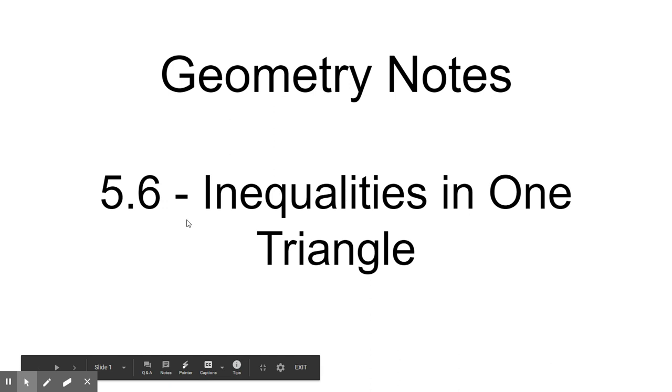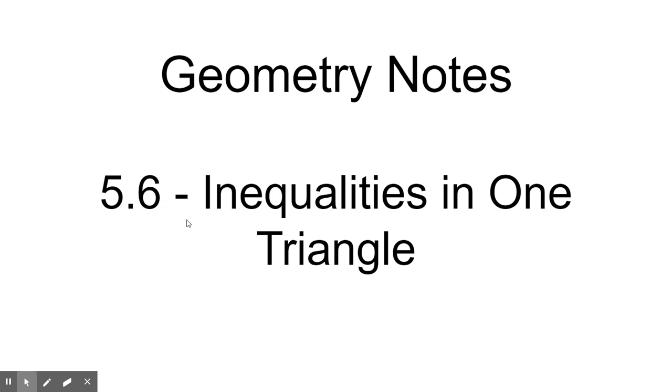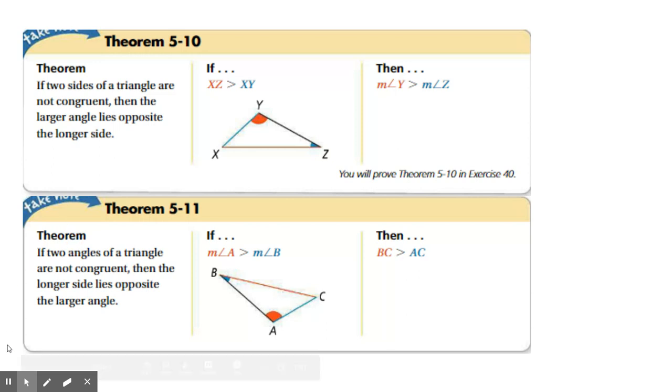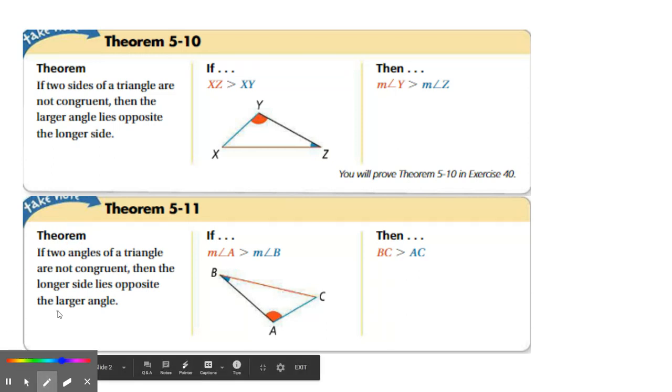Okay, so the last thing we'll talk about in chapter 5 is inequalities in one triangle. This is mainly for the ACT and SAT. There are questions like this on that test, so we're going to go into this. I really appreciate the triangle inequality theorem, which we'll talk about in a second. Okay, so the first one has to do with ordering sides and angles.